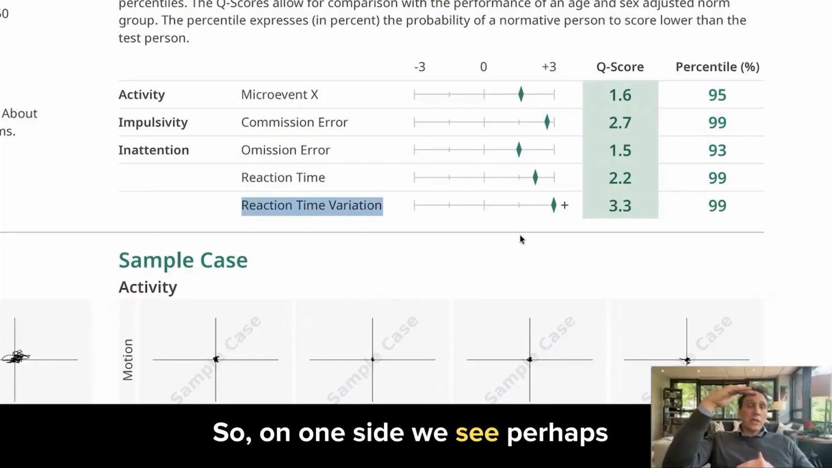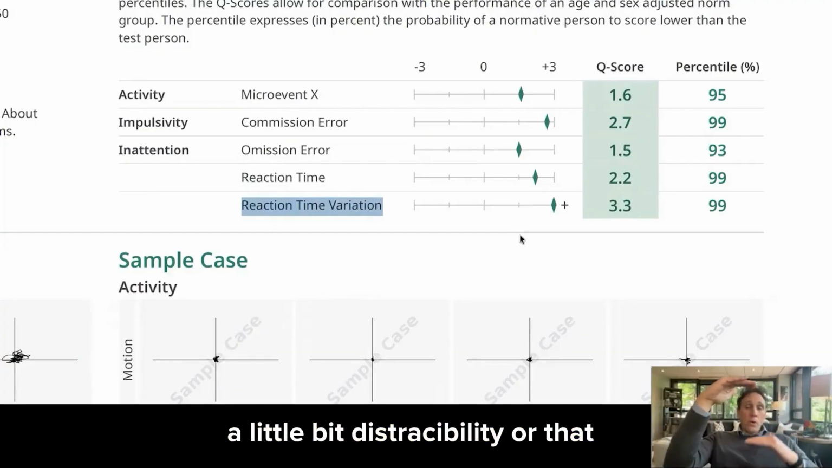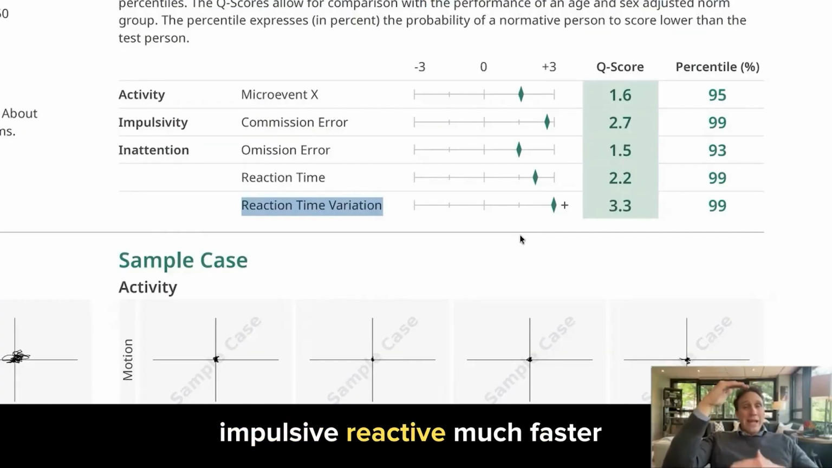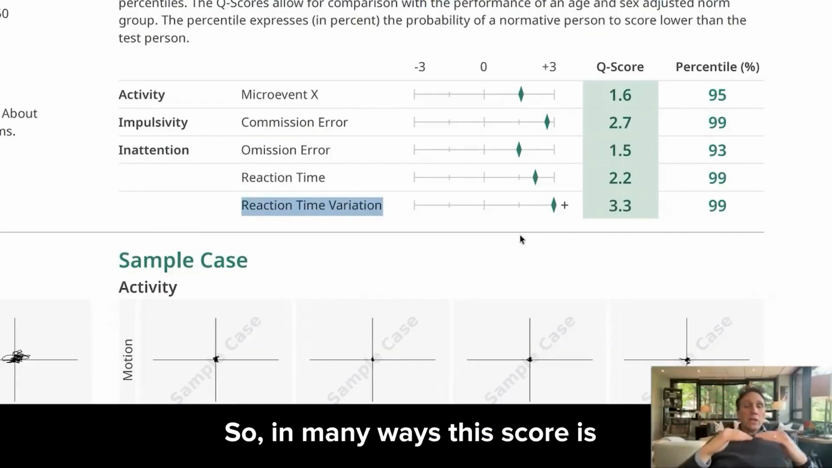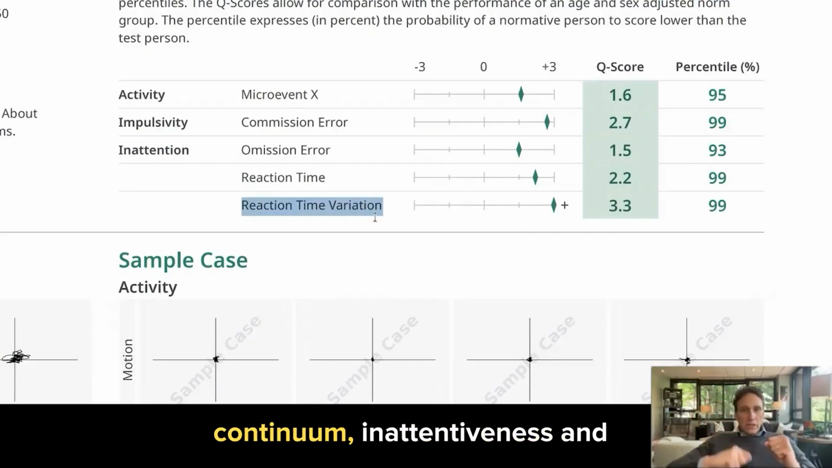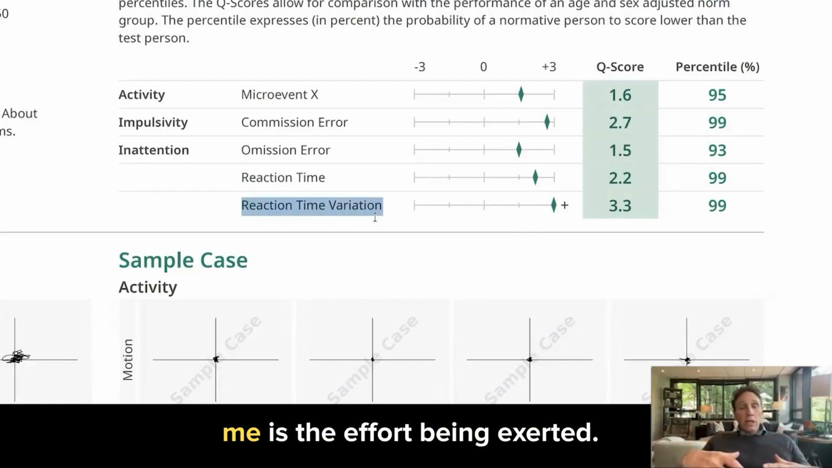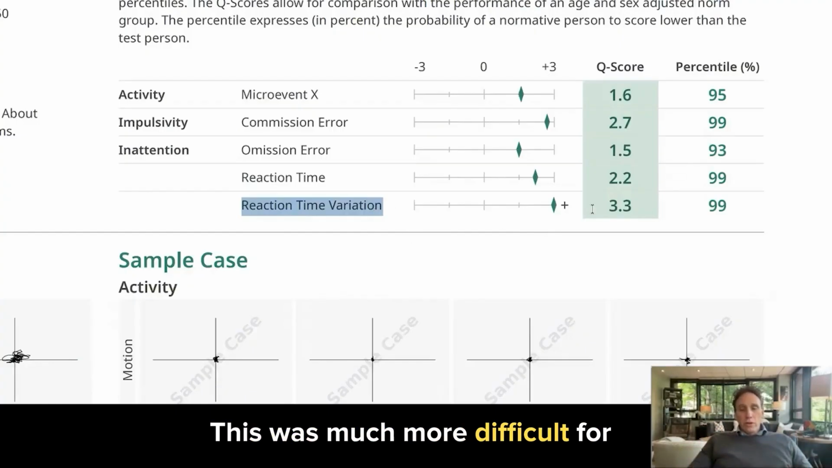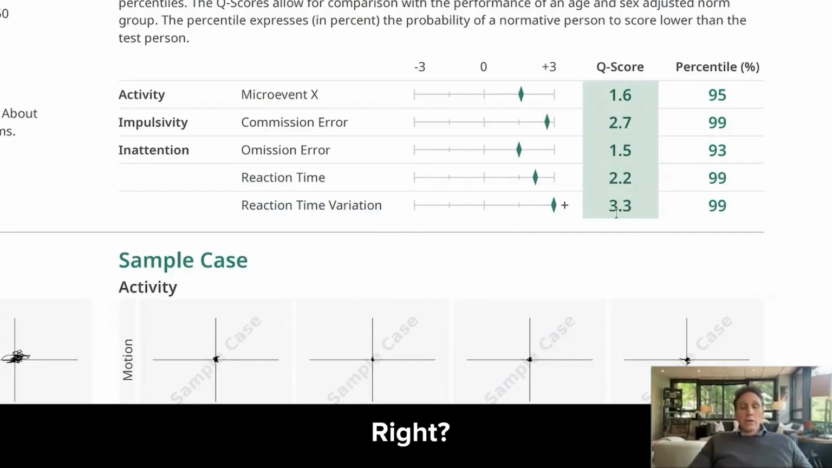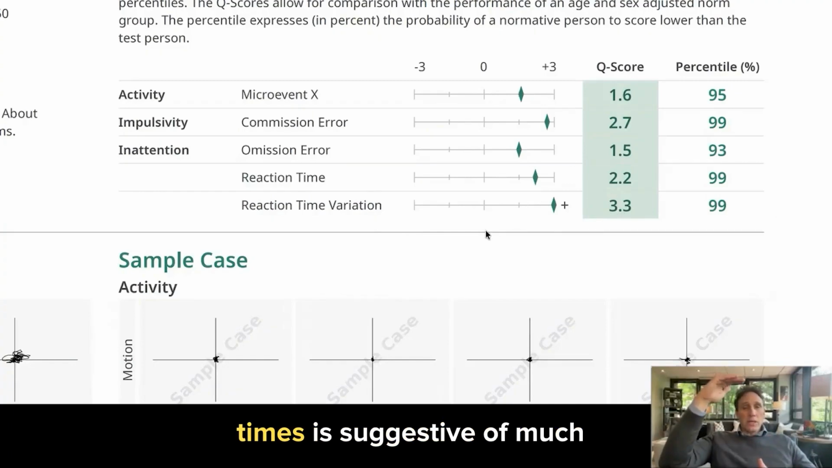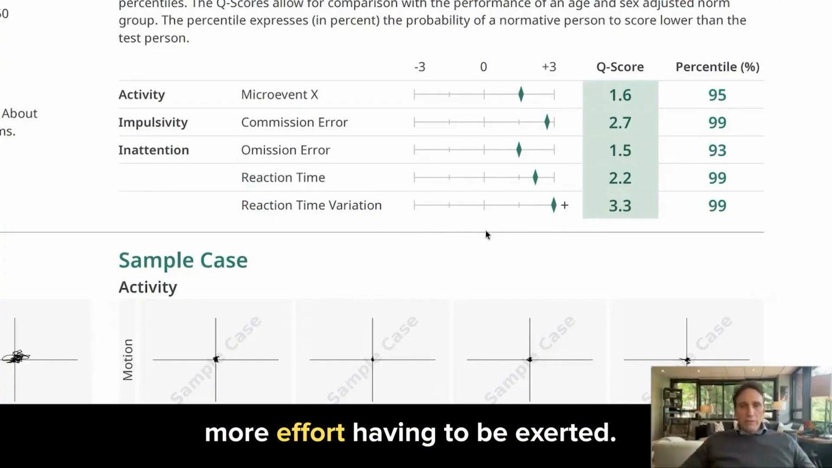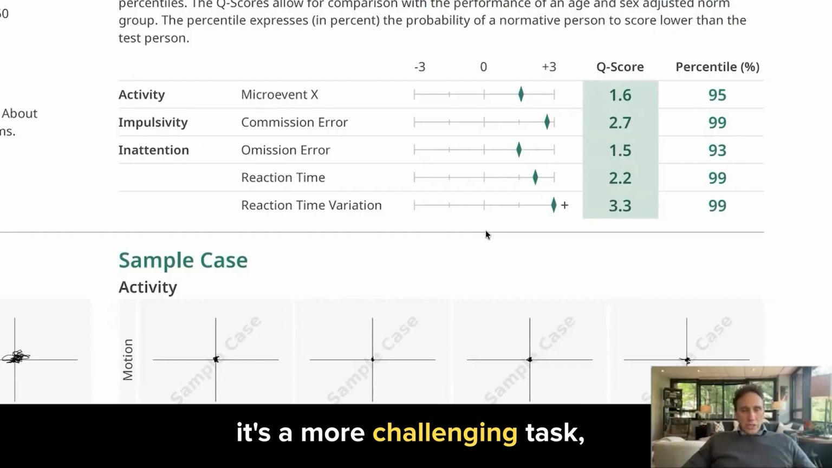So on one side, we see perhaps a little bit of distractibility or that impulsive, reactive, much faster clicks. So in many ways, this score is indicative of both sides of the continuum, inattentiveness and impulsivity. But what it really measures for me is the effort being exerted. This was much more difficult for her than many of her peers, the vast majority of her peers. Right, so the wide range in response times is suggestive of much more effort having to be exerted. It's a more challenging task.